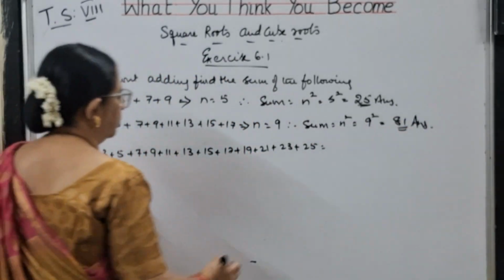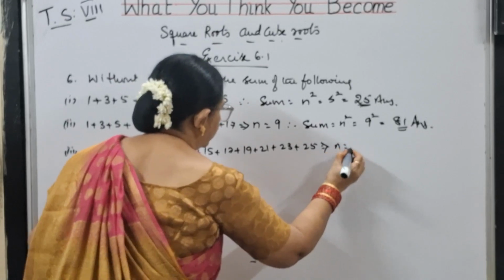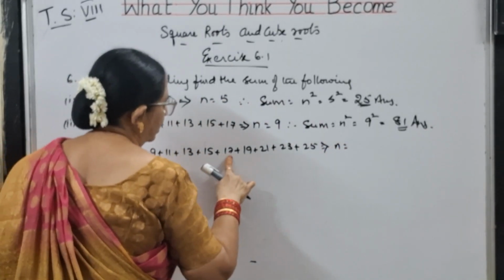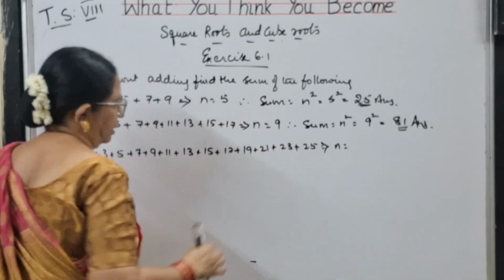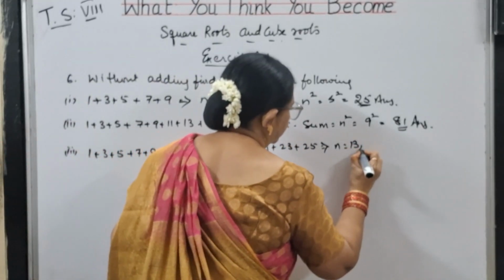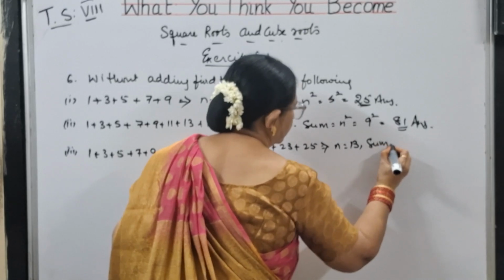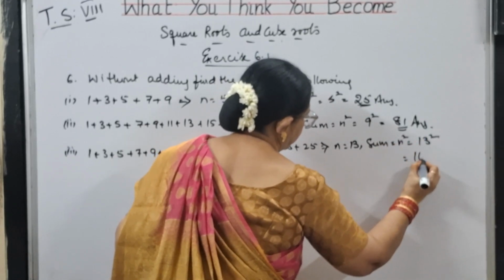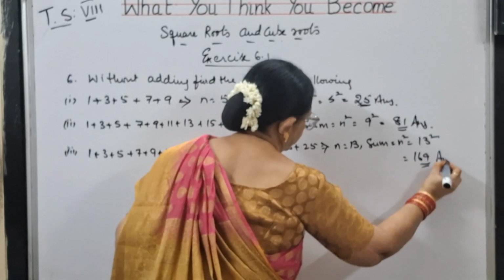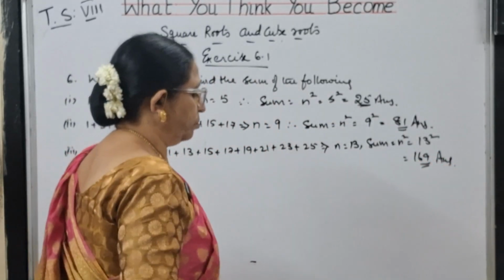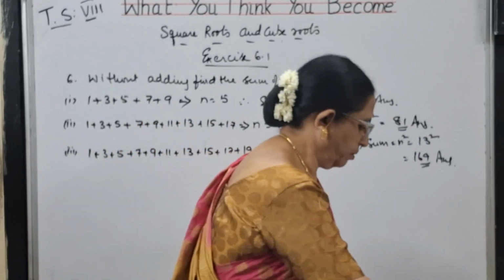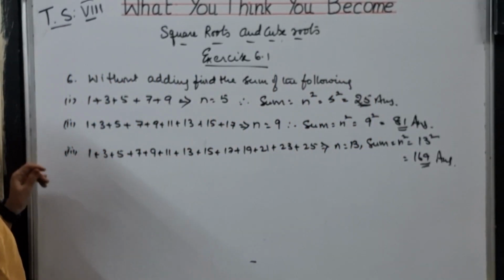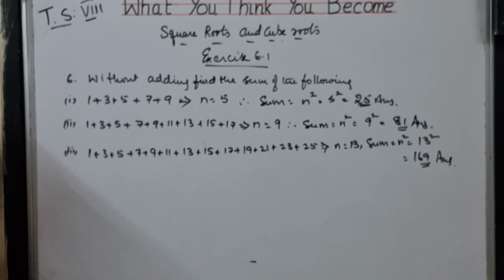Now for this problem, what is n? How many? 1, 2, 3, 4, 5, 6, 7, 8, 9, 10, 11, 12, 13. n is 13. So, what is the sum? Sum is n square, that is 13 square. 13 square is 169. This is the answer for this problem, children. Please note it down. This property I have already taught you, children, in the earlier case. You can go through the previous videos.